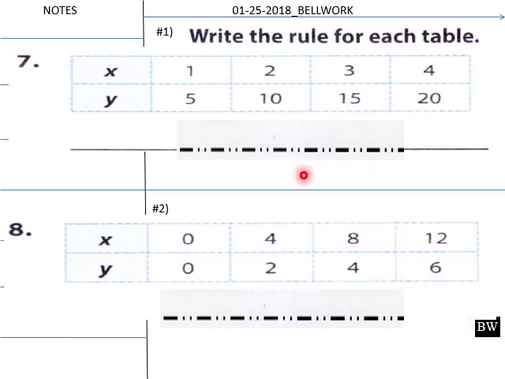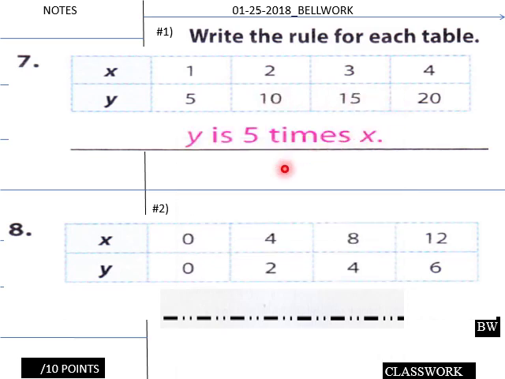Okay, welcome back everybody for today's solutions. For today's bell work, write the rule for each table. X and Y: X is 1, 2, 3, and 4. Y is 5, 10, 15, and 20. For this table up here, we have increments, or changes, of 1 for X, and for Y we have increments of 5. So it increases by 5 each time.